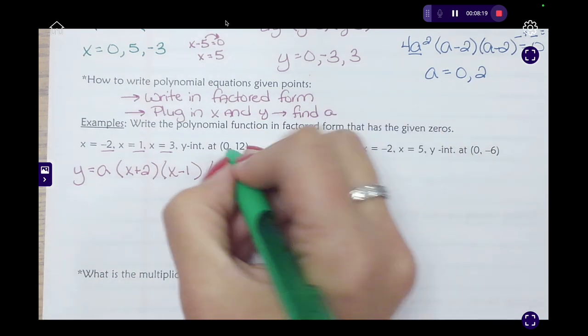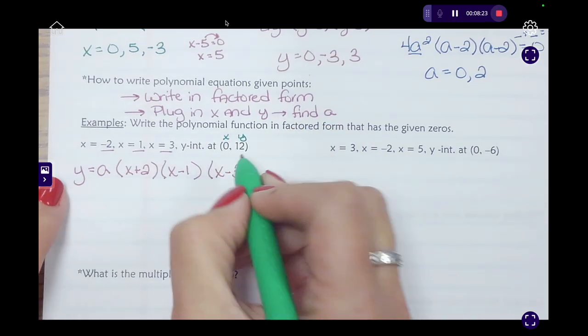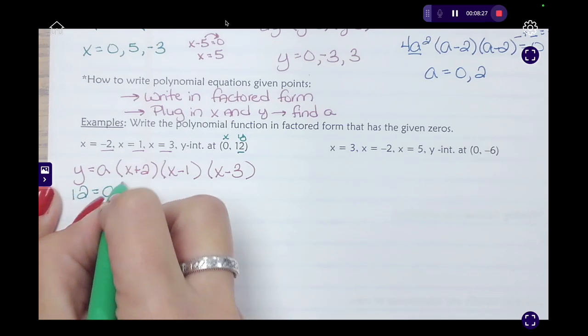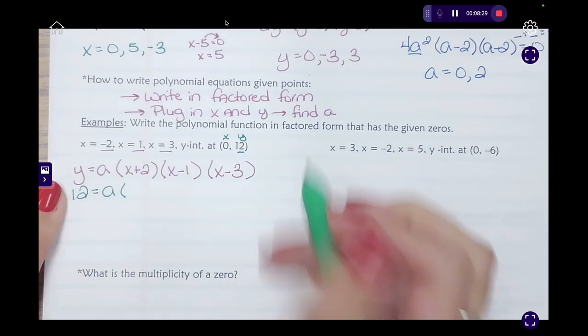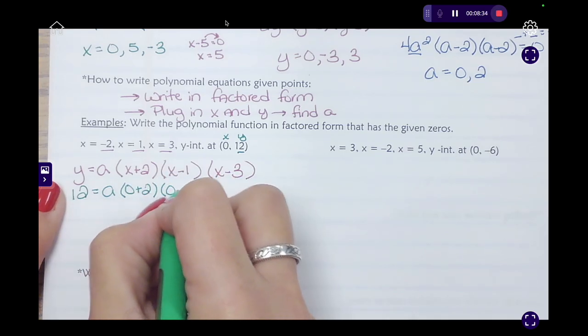Now I have my y-intercept, so I know this is my x and my y. So I'm going to plug these numbers in. Instead of y equals, I'm going to plug in a 12. I don't know a, that's what I'm solving for. Your x is 0, so for all of these x's, I'm going to plug in a 0.